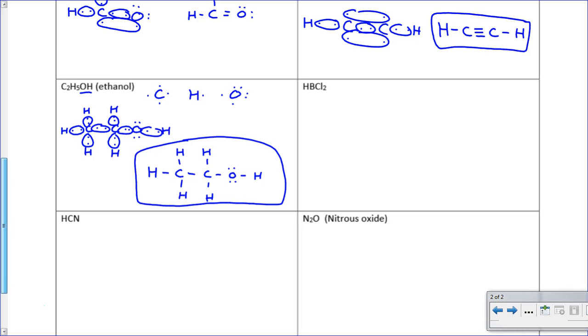HBCl2. Okay, this one has boron in it, which is one of those weird ones that has exceptions. And so we've got a hydrogen, which has 1 valence electron. We've got boron, which has 3 valence electrons but can only make 3 bonds. All right, and then chlorine, which has 7 valence electrons. Oops, that's chlorine. I'm going to rewrite that. Chlorine, which has 7 valence electrons and wants to make 1 bond.